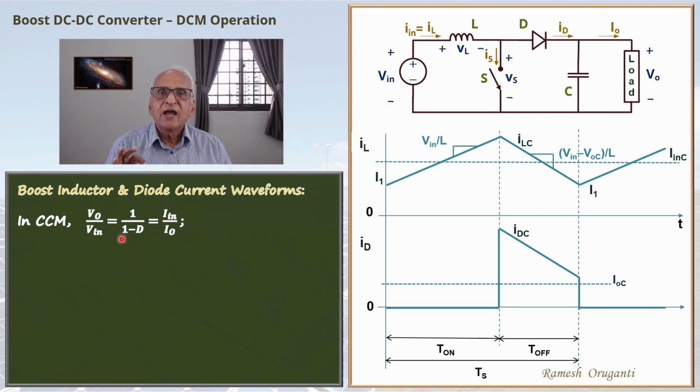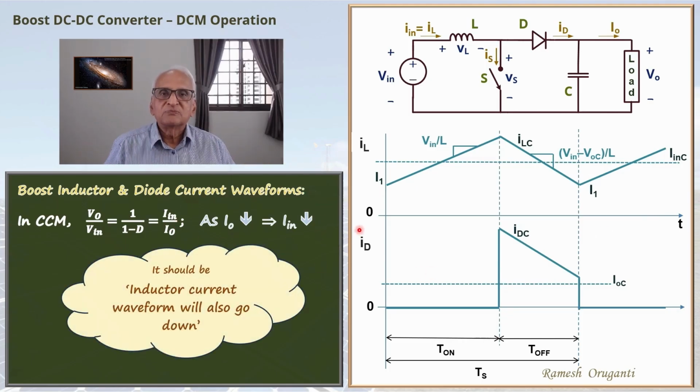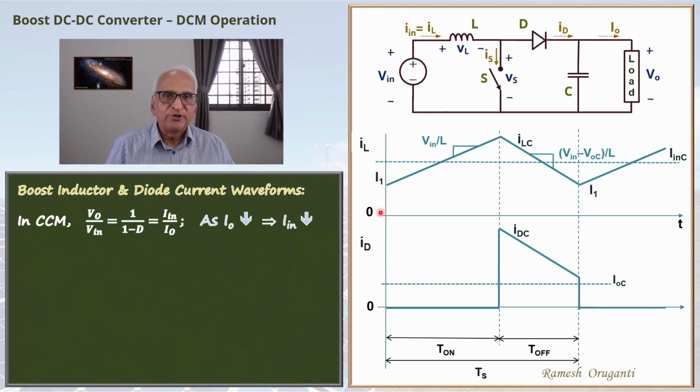So I_in by I_0 ratio is a constant value, 1 by 1 minus D, for a given duty cycle. Now if we reduce I_0, as we reduce the load current, the input DC current will also go down proportionately. So as the input DC current goes down, the inductor waveform also will go down. At some point, the converter will operate at the CCM-DCM boundary.